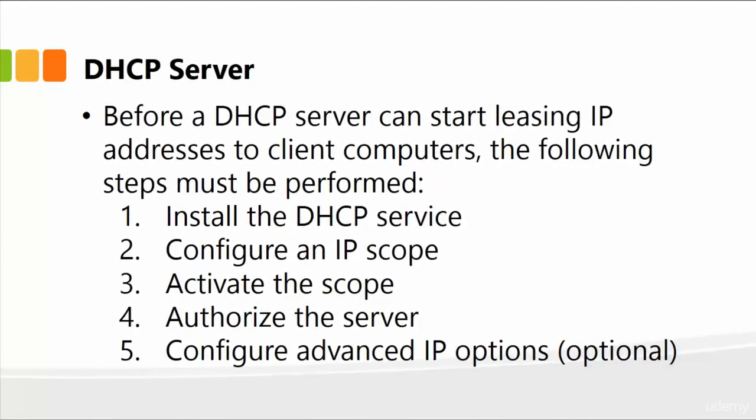Before the DHCP server can actually start leasing IP addresses to client computers, the following steps must be performed. We need to install the DHCP service on the server, configure the IP scope or the range of IP addresses, activate the scope, authorize the server, and then configure other options if required. So once again, the basic concept of a DHCP server is that you define a pool of IP addresses based on your own subnet, and then the server automatically starts leasing out IP addresses to different computers.